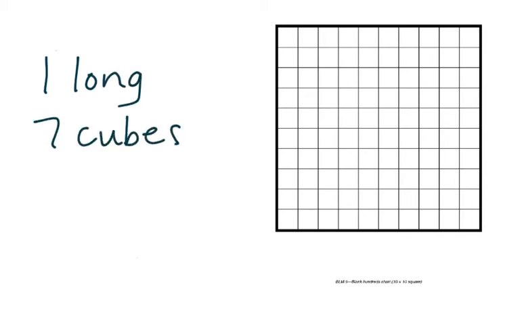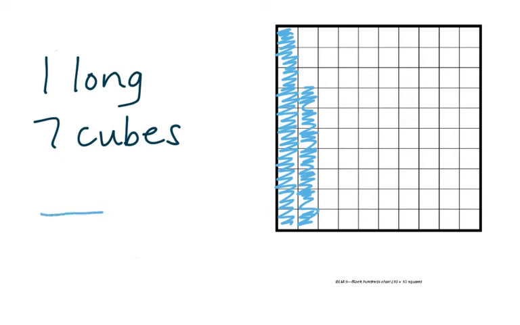Now what I would like you to do is take 1 long and 7 cubes and place them on your 100 grid. Remember to pause the video as needed when you are placing your longs and your cubes. When placing 1 long and 7 cubes, I want you to write a fraction for what part of your 100 grid is covered. Well, first of all, write the denominator. How many cubes are needed or how many squares would need to be filled to cover this entire thing?